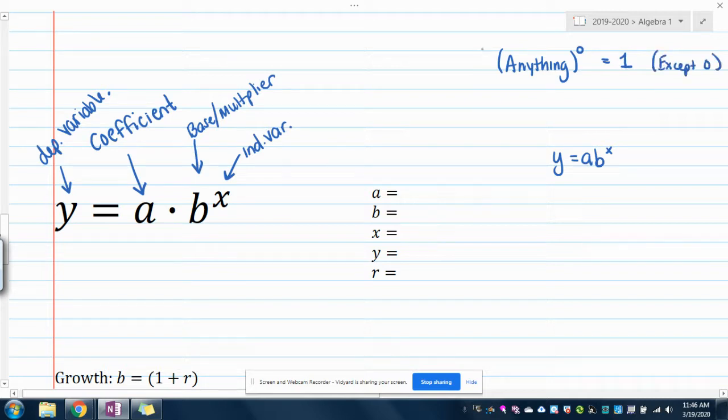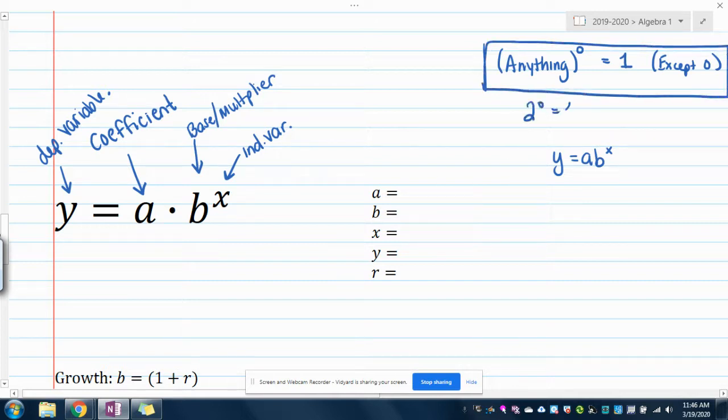So this is a property, okay? So 2 to the 0 power is equal to 1. 6 to the 0 power is equal to 1. 8 to the 0 power is equal to 1, okay? Negative 6 to the 0 power is equal to 1. 1/2 to, you get the point? The only thing, 0 to the 0 power is not equal to 1. It is undefined.